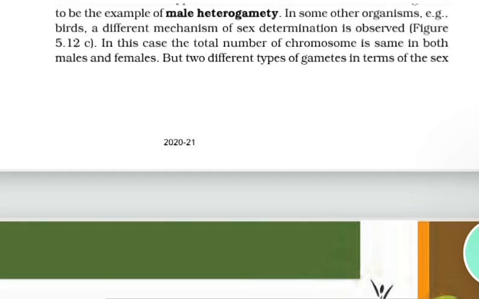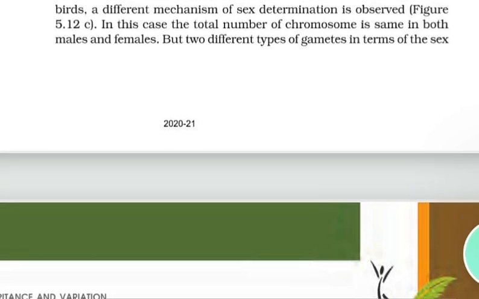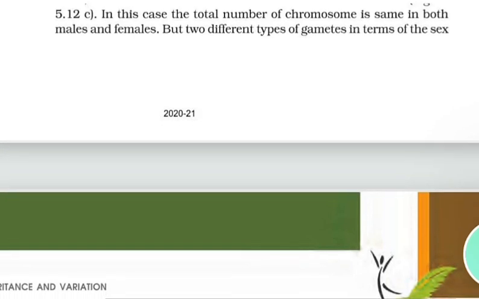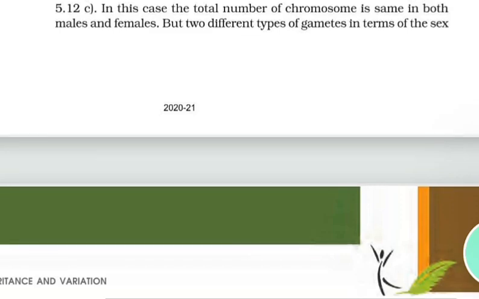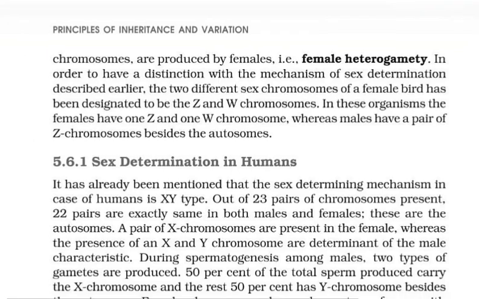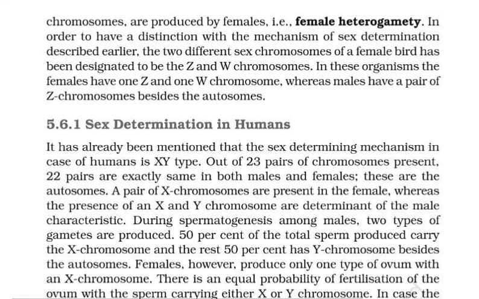In human beings and in Drosophila, the males have one X and one Y chromosome, whereas females have a pair of X chromosomes besides autosomes. Here the figure is given. In the figure there is a determination of sex by chromosomal differences. In pictures A and B, both in humans and in Drosophila, the female has a pair of XX chromosomes, that is homogametic, and the male is XY, that is heterogametic composition.